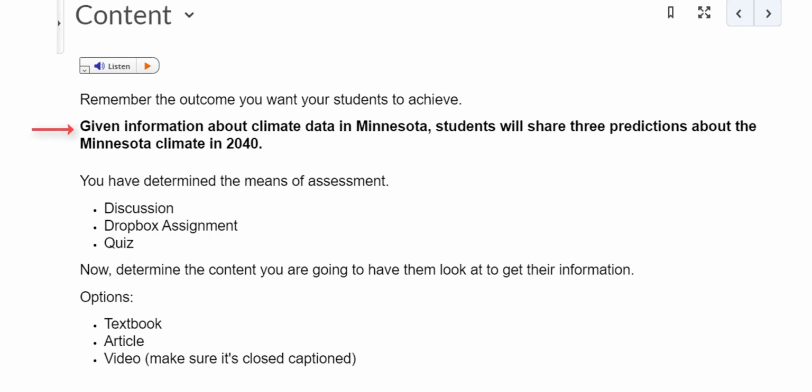In our sample outcome, I might have material in a textbook. I might have a web page from the state of Minnesota, and I might have a video about climate change for students to watch. You can have more than one source of content for a learning outcome, but make sure the content will address the outcome that you have written.